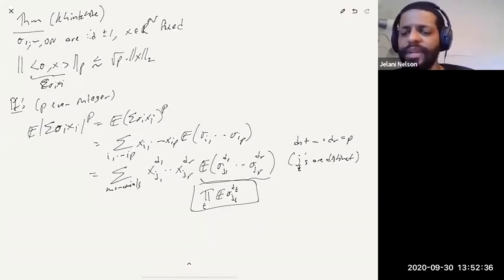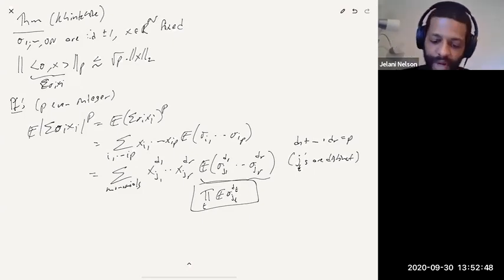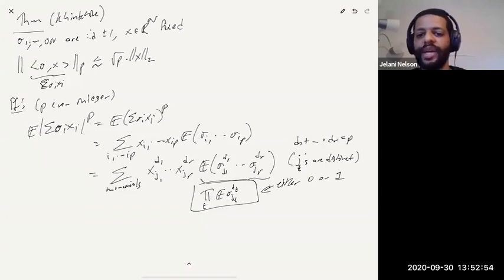On the other hand, even if a single d_t is odd, then sigma to the d is going to be the same as sigma, and the expectation of sigma is 0, right? This is a plus minus 1 random variable. So this is either 0 or 1.